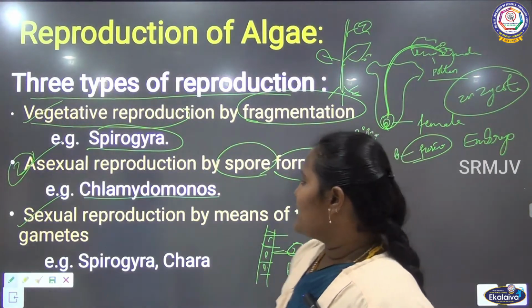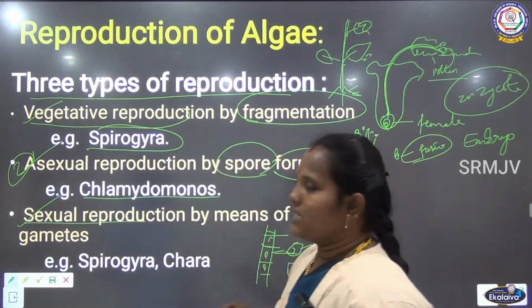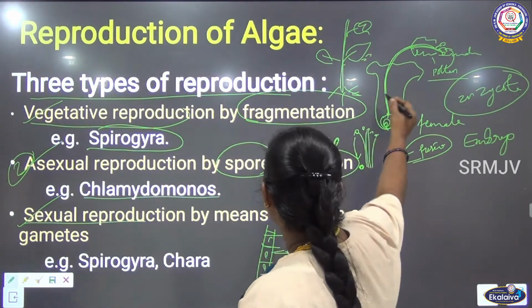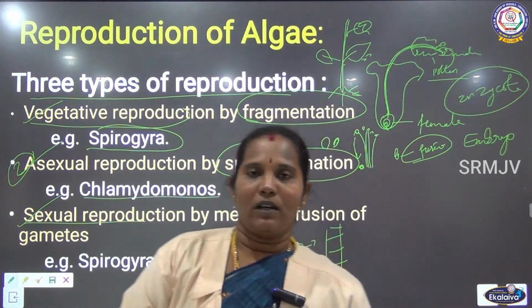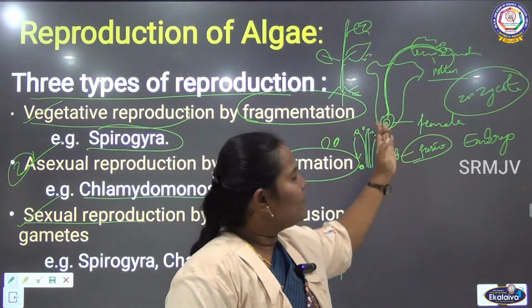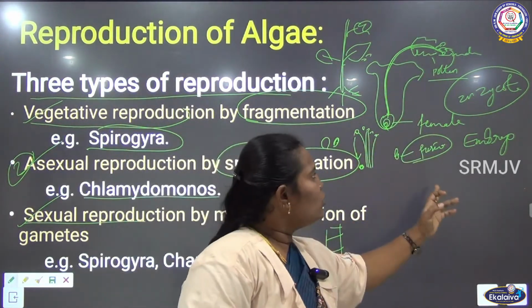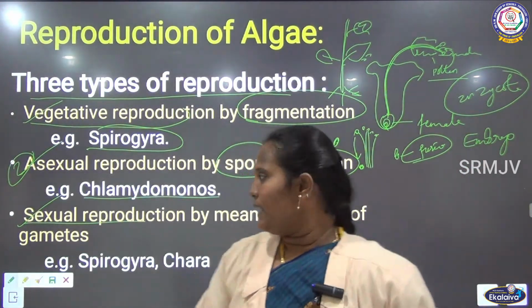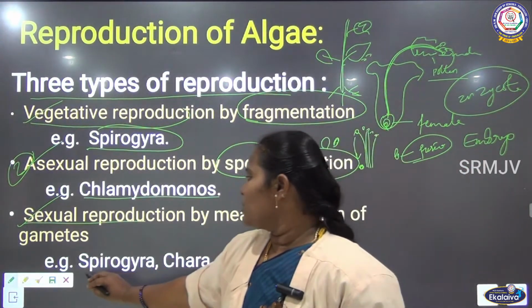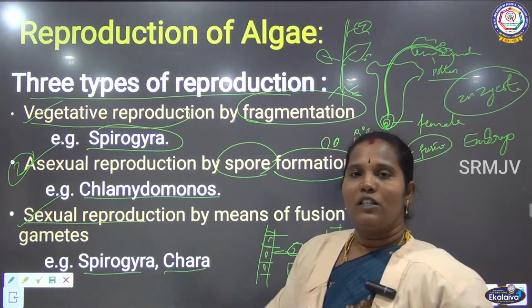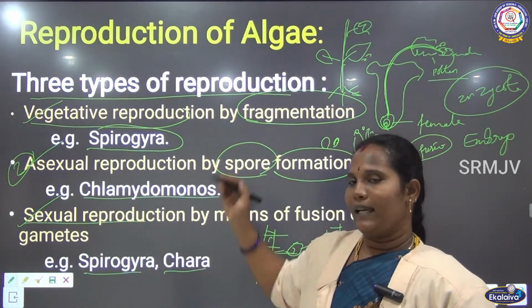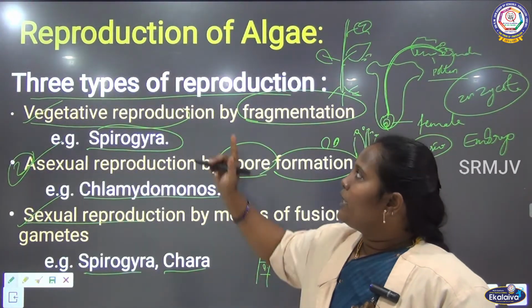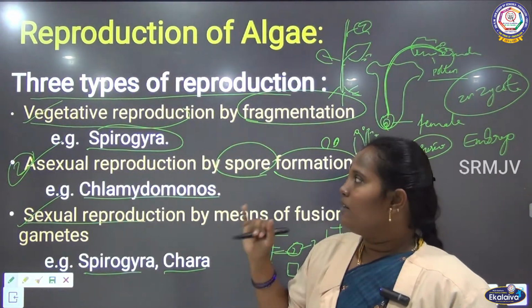Then the third one is sexual reproduction. Sexual reproduction, as usual, we know very well about that. They have a male cell and a female cell, and both join together to make a zygote. That is sexual reproduction. Clear? Then what is the example? Spirogyra and Chara. These two algae do sexual reproduction. Clear?